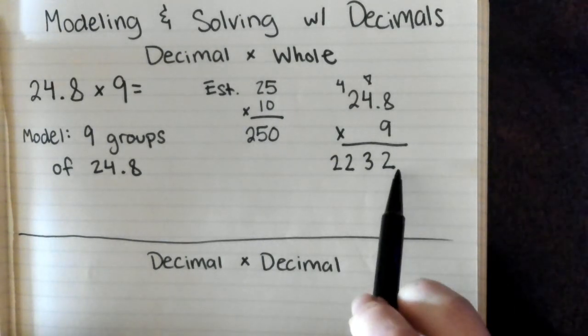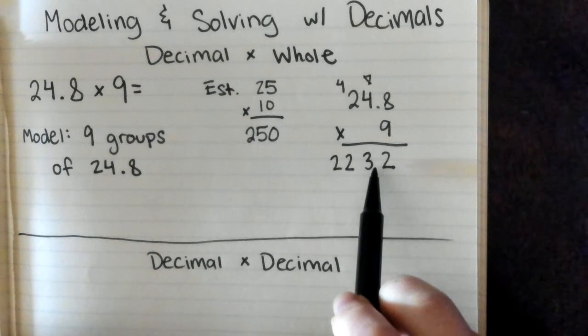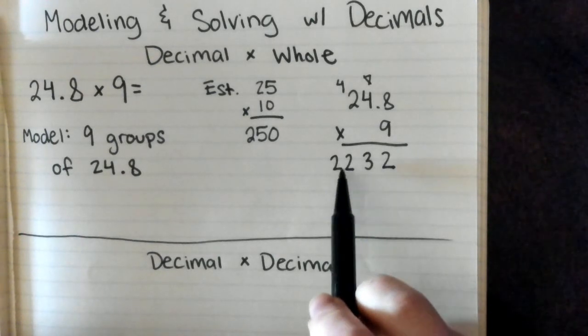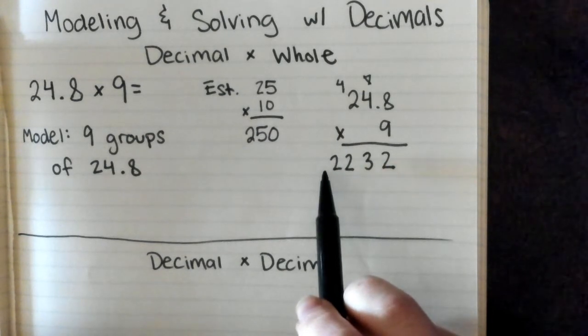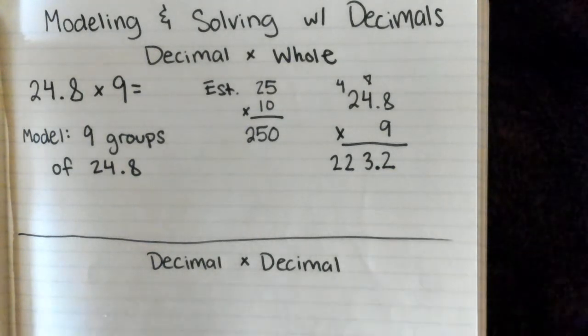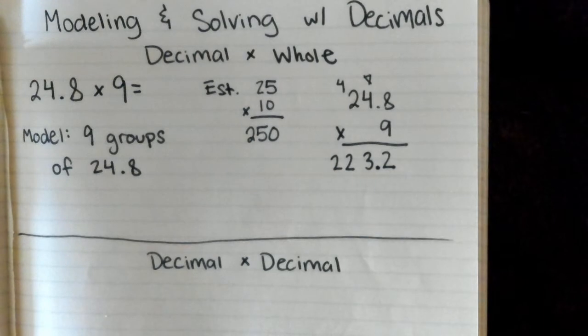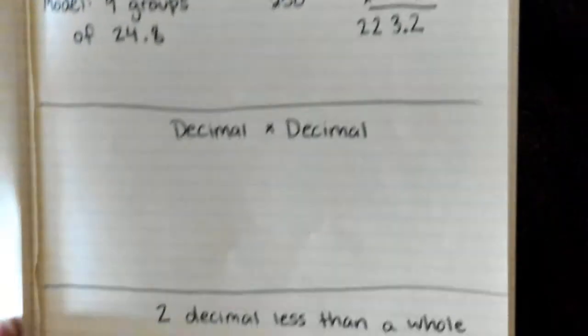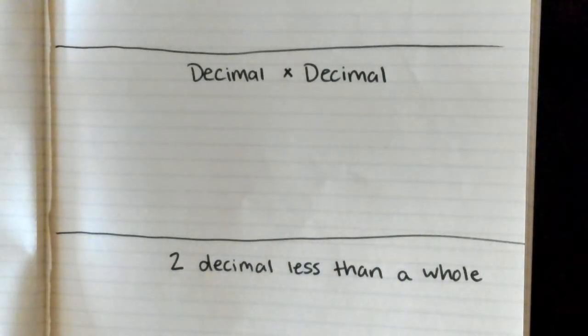Here, here, here, or here. Or even here, but no. Yeah, I would go right here to make 223. It's not like right close to 250, but it's pretty close. It's closer than any of the other options. So that's how we solve a decimal times a whole. Now let's do a decimal times a decimal.